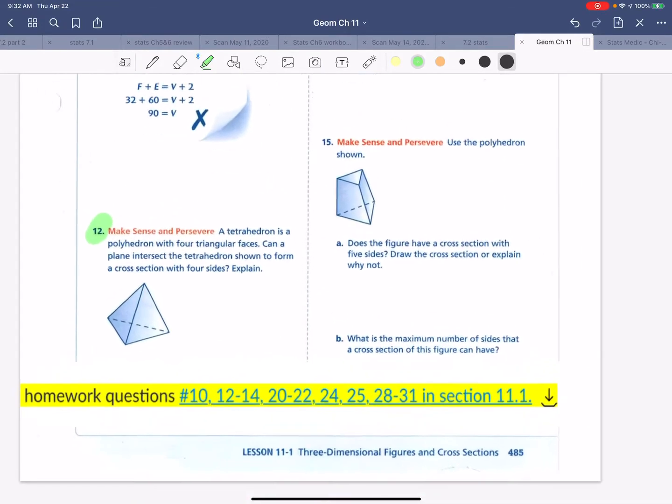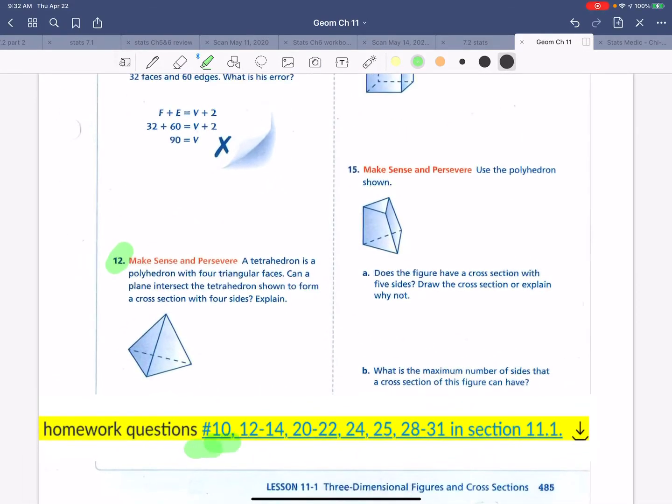Hey guys, our homework for 11.1 is 10 through 31, skipping around a few here and there.